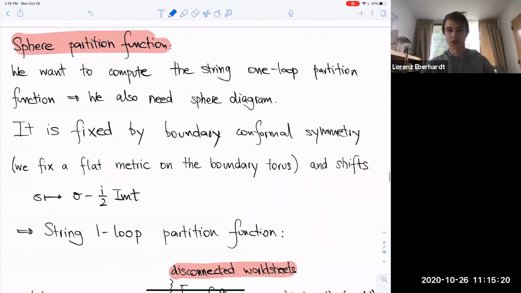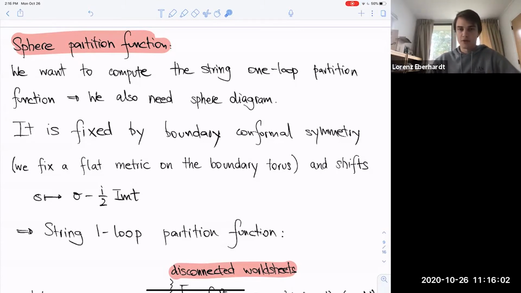There is another, a bit subtle issue, which is the sphere partition function, which I didn't talk about so far. We wanted to compute the string, say, one loop partition function, but I didn't even talk about the tree level. So I should have started with the tree level. And of course, there's a sphere diagram, but it's a bit subtle because the sphere diagram can be changed by the boundary conformal anomaly. So it's not universal. And also it's hard to compute on the worksheet because there's an infinite Mobius symmetry remaining on the worksheet. And so naively you divide infinity by infinity.